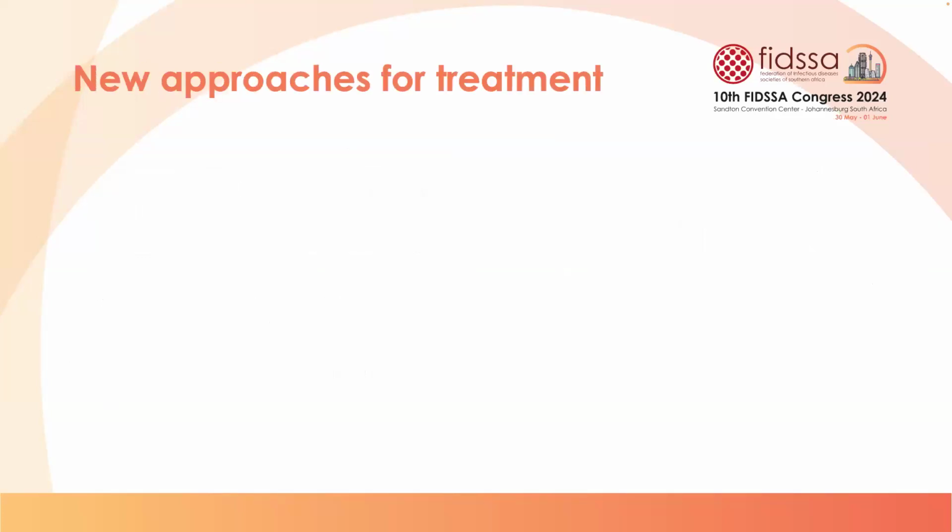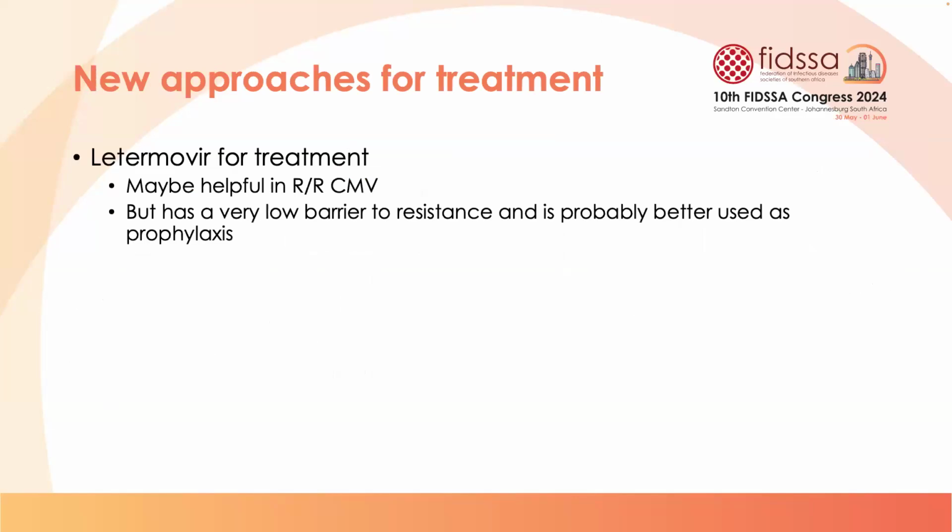Then finally, are there other new approaches for treatment? Well, I mentioned letermovir for prophylaxis. Some people have mentioned using it for treatment of refractory or resistant CMV, but its issue is it has a very low barrier to resistance, and it's probably better used as prophylaxis. But in desperate cases, maybe it's something that can be used off-label, but generally, you'd really need to be in a bind to use it.